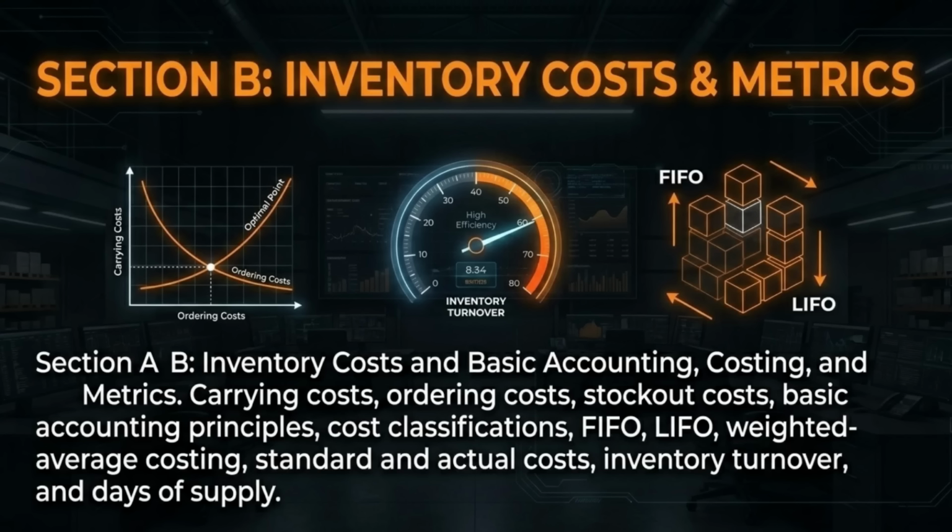Section B, Inventory Costs and Basic Accounting, Costing, and Metrics. This section explains the financial impact of inventory. We will examine carrying costs, ordering costs, stockout costs, basic accounting principles, cost classifications, FIFO, LIFO, weighted average costing, standard and actual costs, inventory turnover, and days of supply.